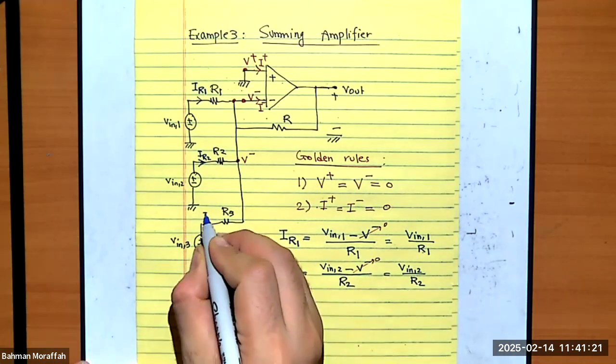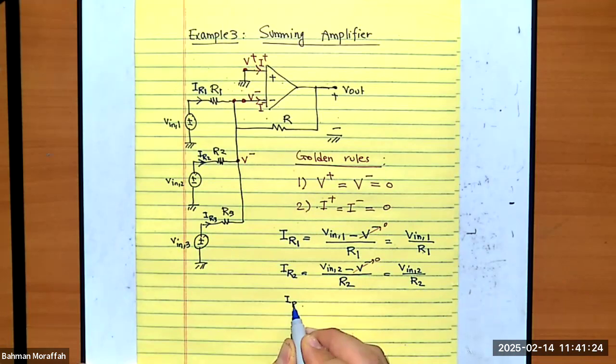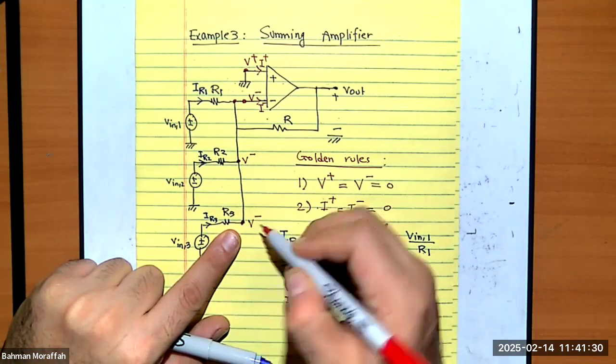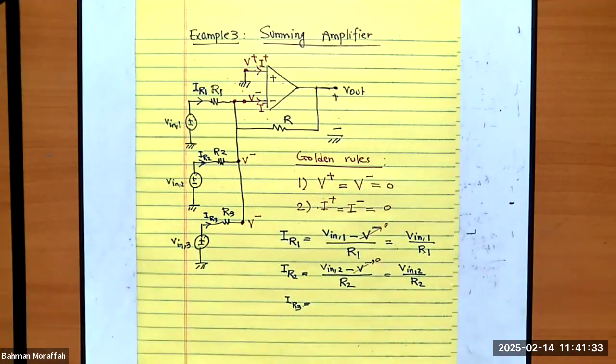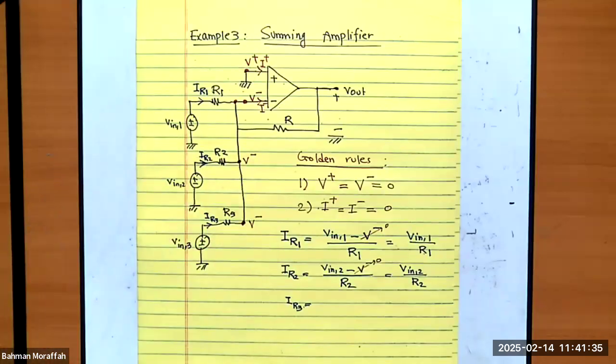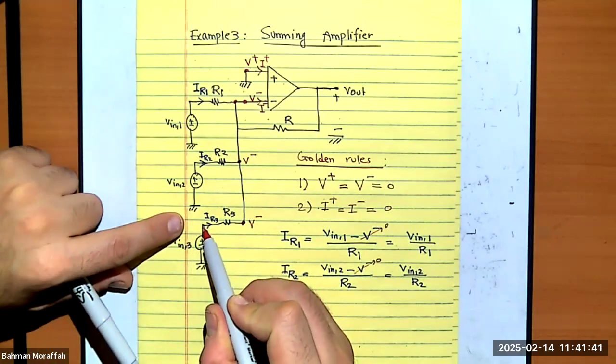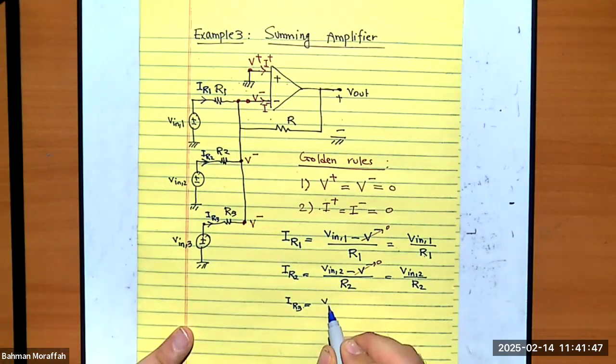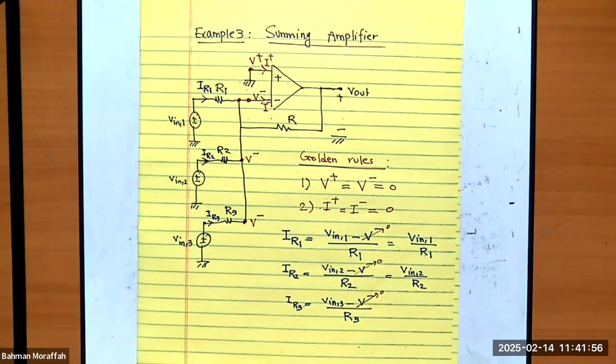How about I through R3? Do you agree this node over here is also V negative? Again, it's just a wire, so there's no potential difference. What is the voltage here? That's V in 3. So the voltage across R3 is V in 3 minus V negative, divided by the value of the resistance. V negative is 0, therefore this is V in 3 divided by R3.